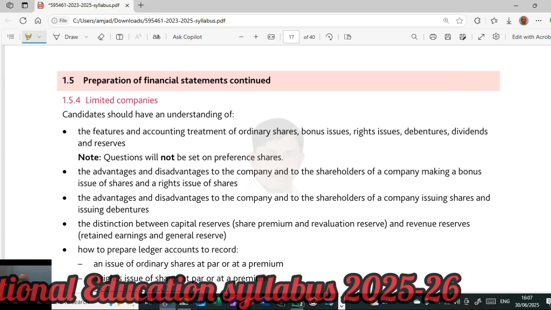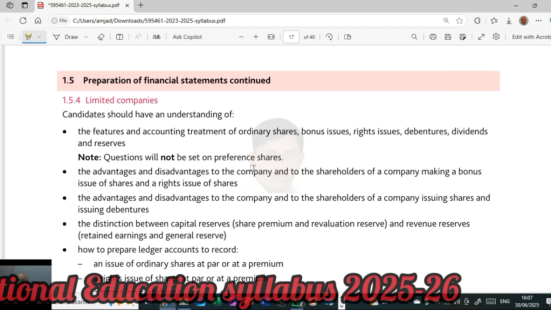So another important topic: preparation of financial statements of limited companies. In this, you'll be learning about limited companies, the features and accounting treatment, ordinary shares, bonus issue, bonus shares, right shares, debentures, dividends, and leases. There will be no questions asked on preference shares.